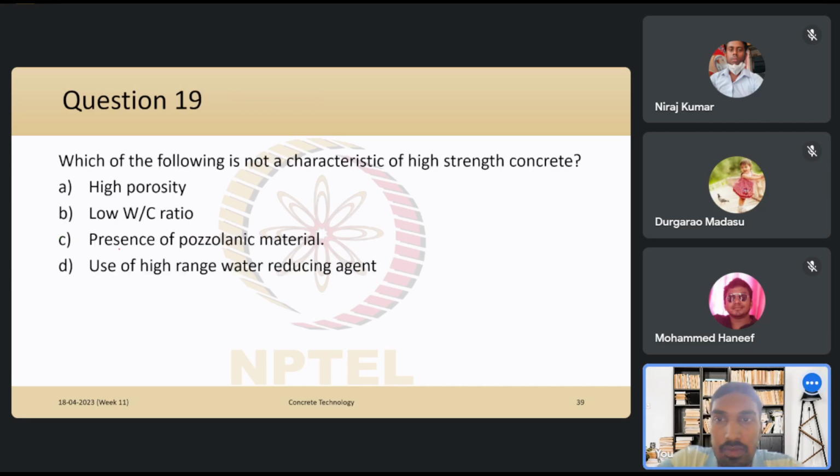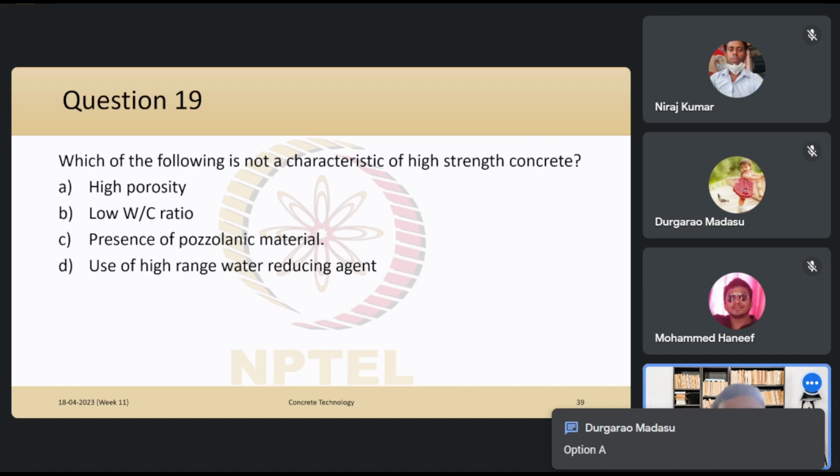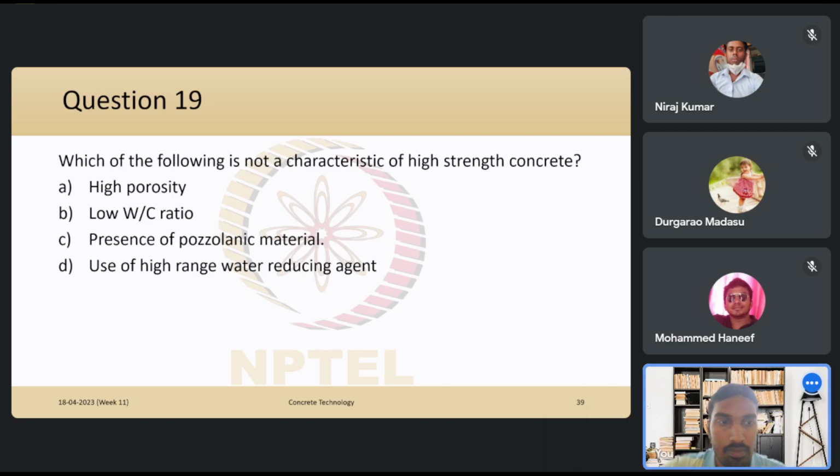Okay, question number 19 is, which of the following is not a characteristic of the high strength concrete? So the options are high porosity, low water to cement ratio, presence of pozzolanic material, and use of high range water reducing agent. We already have one answer as option A. Okay, we have two answers for A. Okay, any other answers?